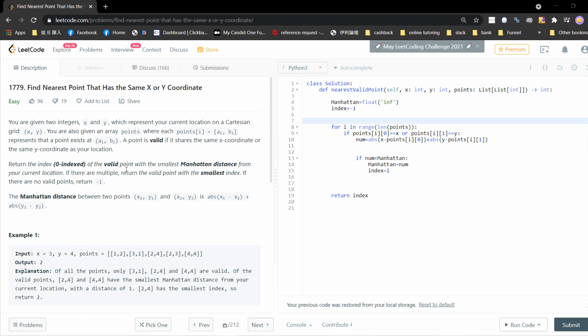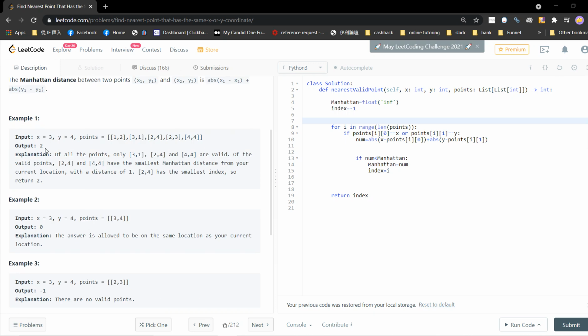You need to calculate, for all the valid points, the Manhattan distance, and after that, choose the smallest index. If there is no valid point, you return -1. The Manhattan distance is defined as the absolute value of x1 minus x2, plus the absolute value of y1 minus y2. So the idea is this: first get the valid points, calculate their Manhattan distance, and choose the smallest index.